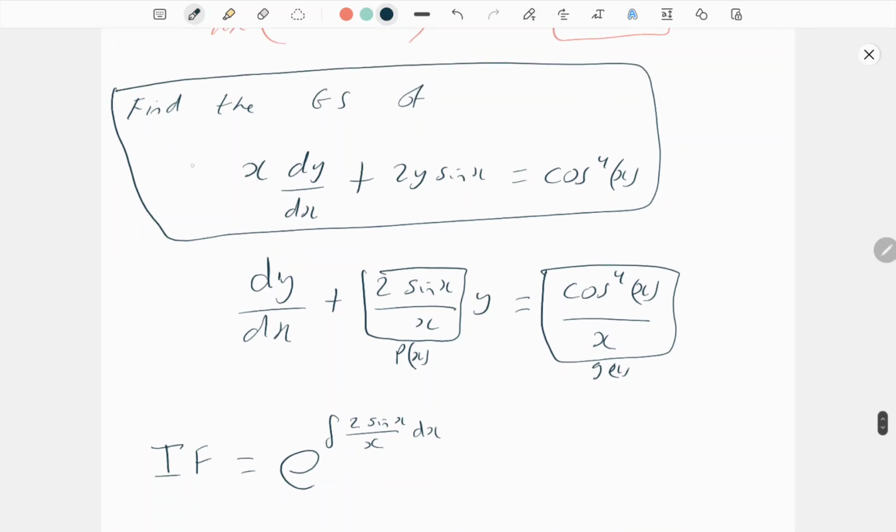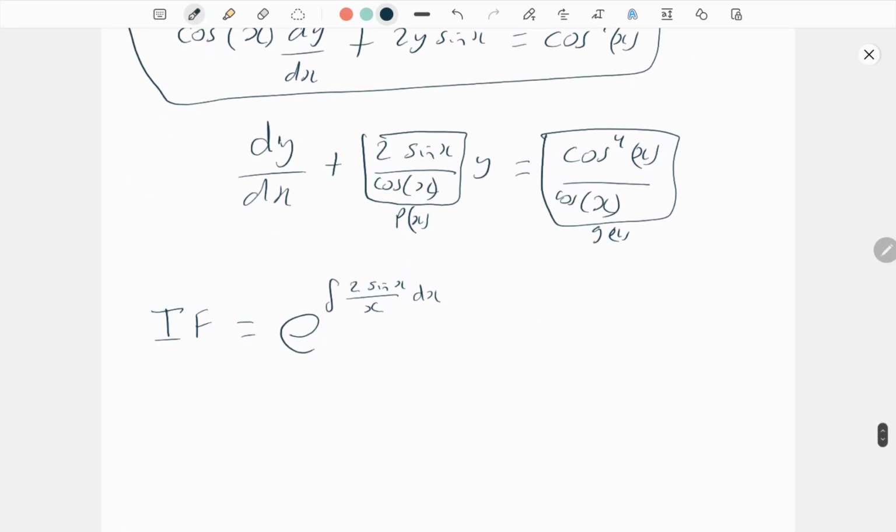My apologies, the question was actually cos x over here. Okay, so if we just go back and change that, it's going to be divided through by cos x. So the integrating factor is going to be e to the integral of 2 sine x over cos x dx. Sine x over cos x is tan, so that's e to the integral of 2 tan x dx.